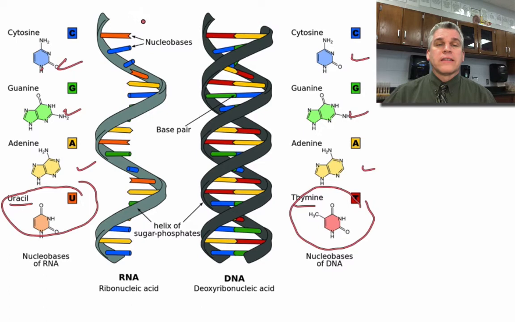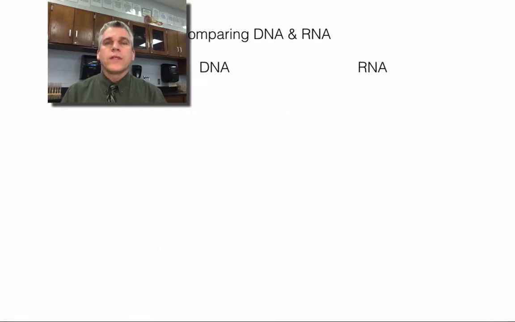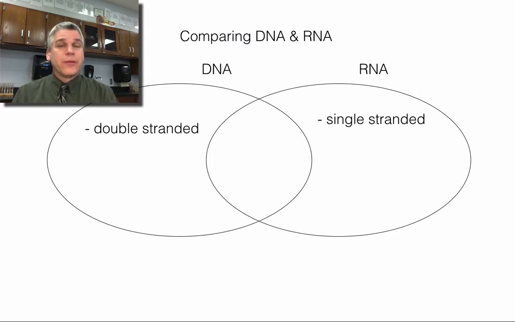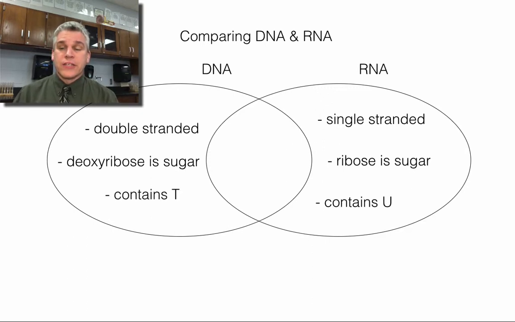We can also take a look at the DNA molecule and the RNA molecule here. The RNA molecule only looks like it's half of the DNA molecule. So we say that it is single-stranded versus the double-stranded DNA molecule. Well, let's compare these two real quick. We'll make a Venn diagram, and we have noted that DNA is double-stranded versus RNA being single-stranded. DNA has deoxyribose as its sugar. RNA only has ribose as its sugar. DNA contains thymine, whereas RNA has uracil.